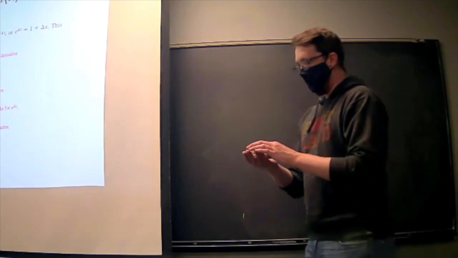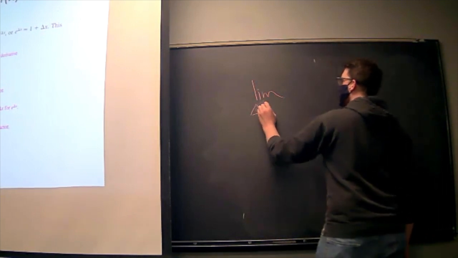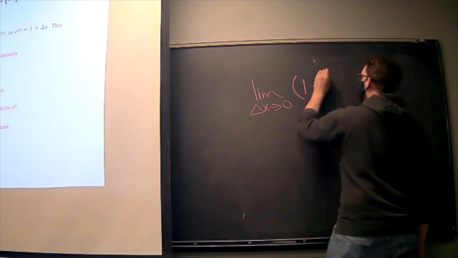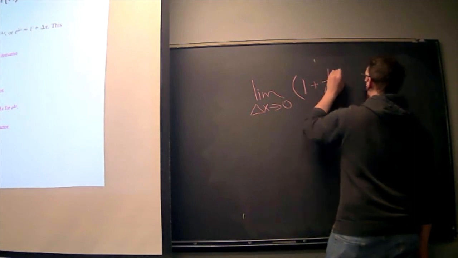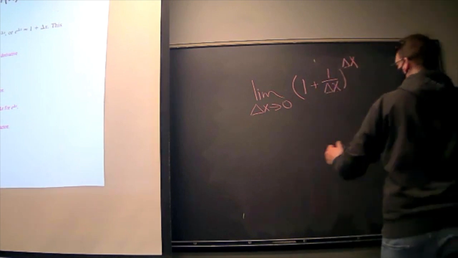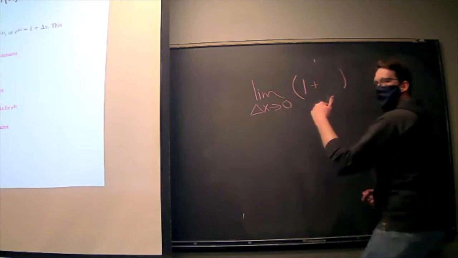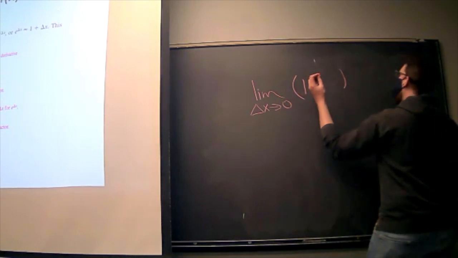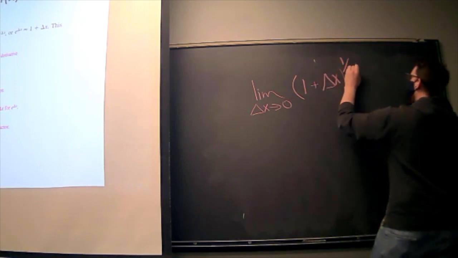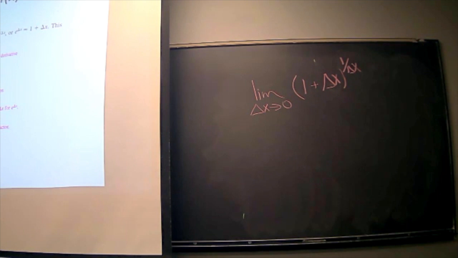The first thing we need to observe is that the limit as delta x approaches 0 of 1 plus delta x, to the 1 over delta x. My mistake, I wrote that backwards. There's two different formulas, one to infinity, one to 0, and that's what I just flipped in my head. This thing is going to be equal to e.